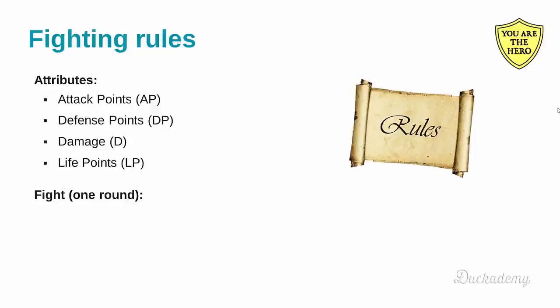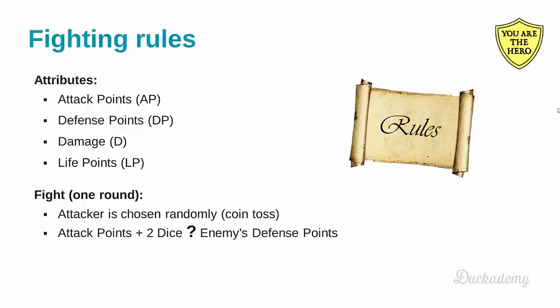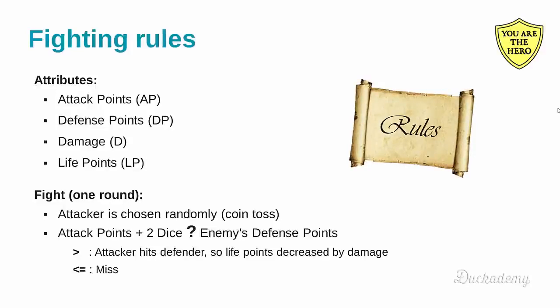One round of the fight. First of all, we choose who will be the attacker. This is a simple coin toss. If heads, one of the parties attacks the other. If tails, then the other party attacks. And then we roll 2 dice and add to the attacker's attack points, and we compare it with its enemy's defense points. If the attacker's result is bigger than the defender's, then the attack is successful, and therefore the enemy's life points will be decreased by the damage. Otherwise, the attack is not successful.